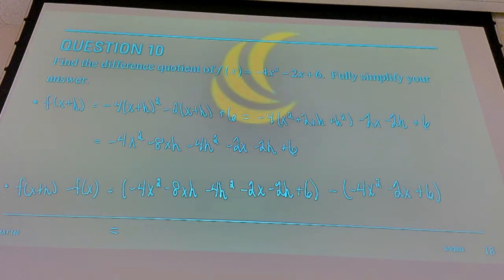-4x squared minus -4x squared. Positive 4x squared. Once. That's 8x squared. I don't know. So -4x squared minus -4x squared is 0. 0. Oh.